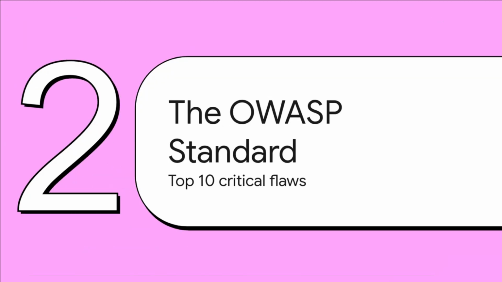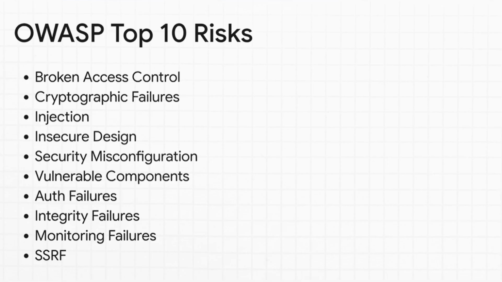Which brings us to Section 2, understanding the OWASP standard, and specifically their definitive top 10 list of critical flaws. This is exactly where we start getting strategic about our resource allocation. This framework tells us exactly where attackers are most likely to strike today.